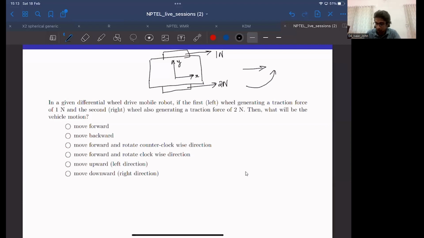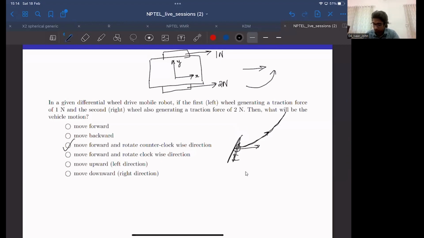So if this is your inertial frame of reference, and if the robot at time t equal to 0 is at this origin, it will move in this fashion. It will move straight and it will also have a component along the counterclockwise direction. This is based on intuition. Just intuitively, this is how the motion would look. So it will move forward and also rotate in a counterclockwise direction. Option C.